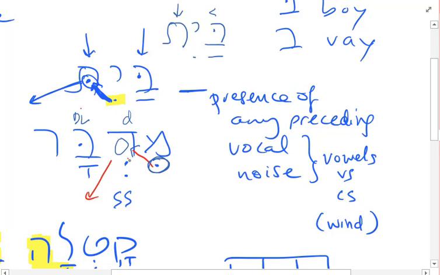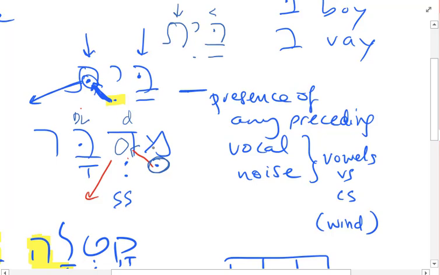Yes, the shava is silent, which means it's not a vocal shava. It does not constitute vocal noise. What comes right before the beit? The D sound, right? Mid, bar. There's no vocal noise before that. So this beit will keep its dagesh lene. So it does not get blown away.